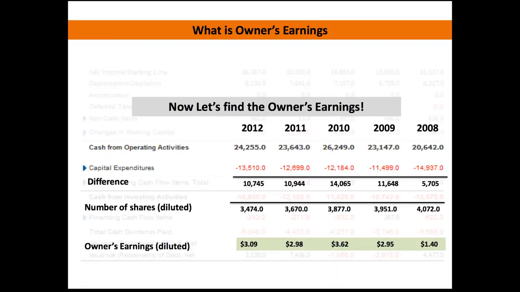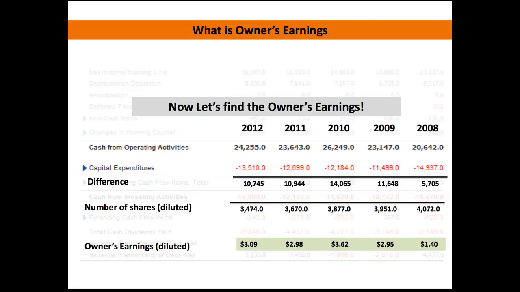Now what you haven't done yet is the owner's earnings. In order to do this, we go to the cash flow statement, and you can see the top number there is the cash from operating activities, which I highlighted in yellow for you to see. Right underneath, we have the capital expenditures, which is also highlighted in yellow. What we're going to do is take those two numbers and find the difference between them.